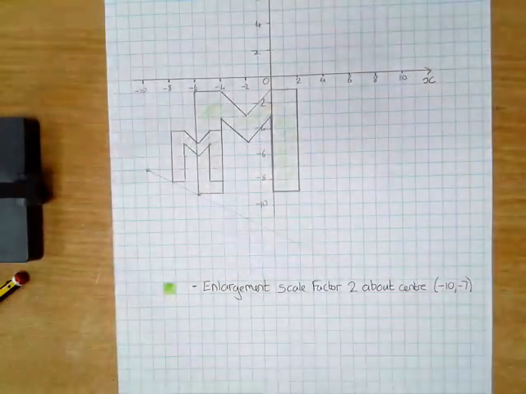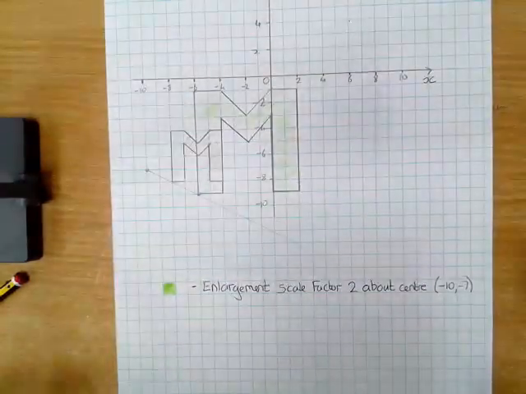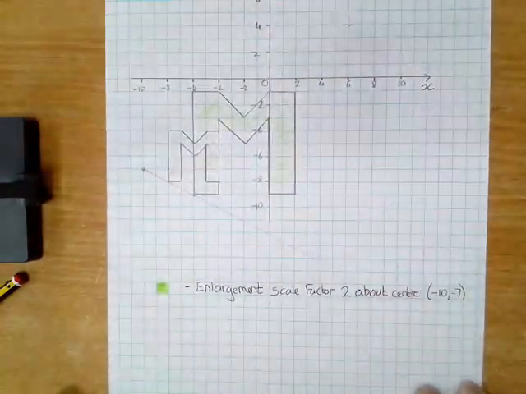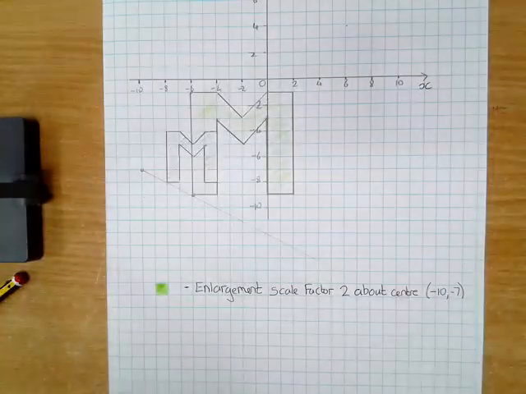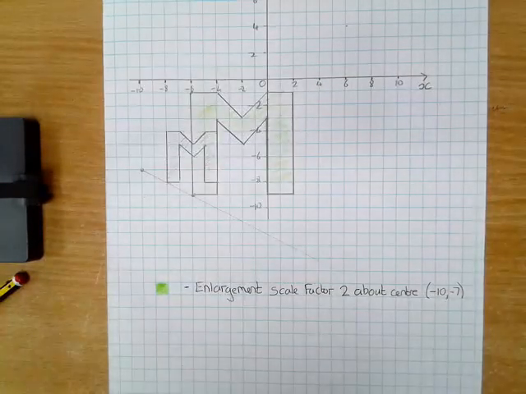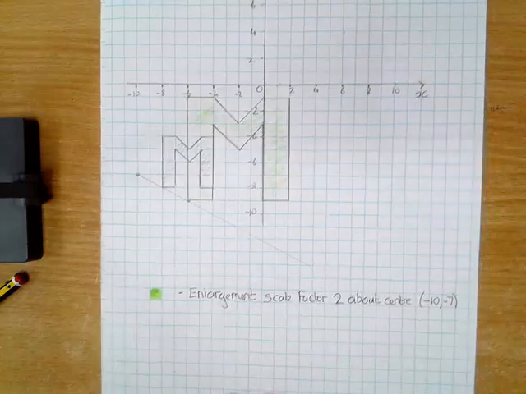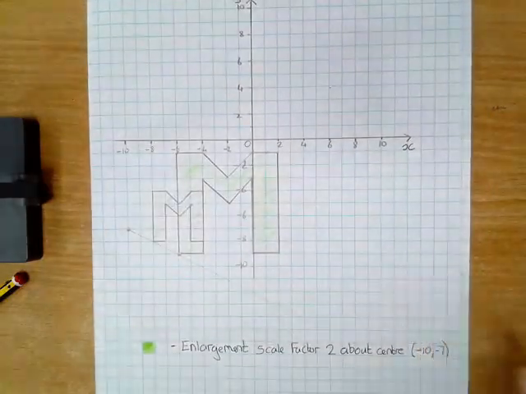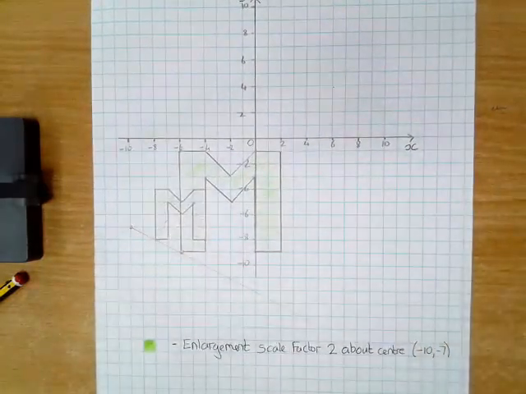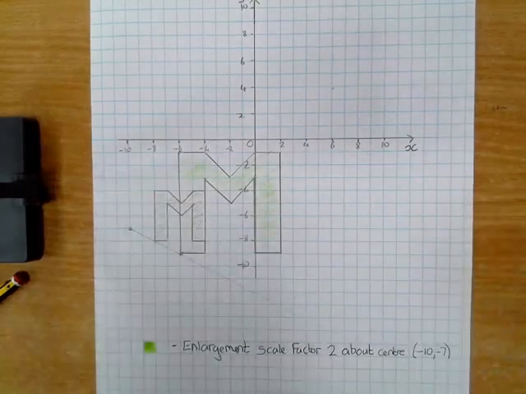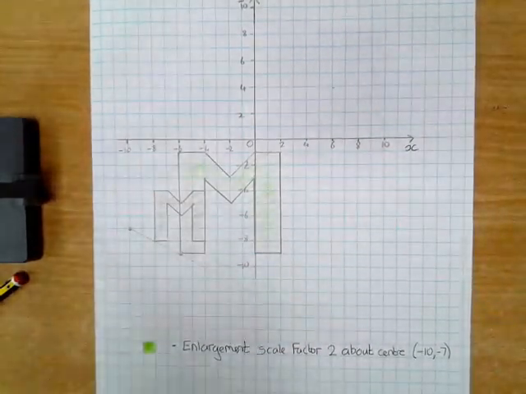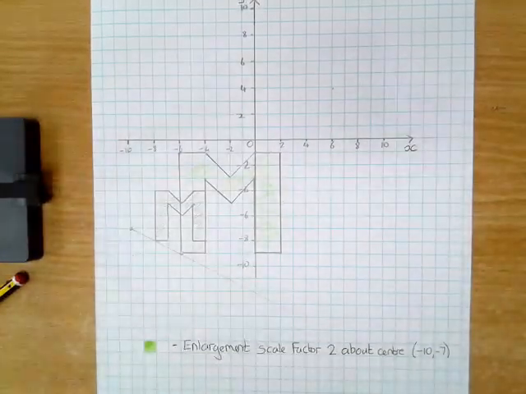I said this was quite a long piece of work. I'll do 4 of these. That's why I'm giving you 2 lessons to do this. I'm going to take you half a lesson just to watch me doing it. So there's the enlargement. Scale factor 2, about centre, -10, -7. Right. I'm now going to move on to doing either reflection, rotation, or translation. I think I'm going to do the rotation next.